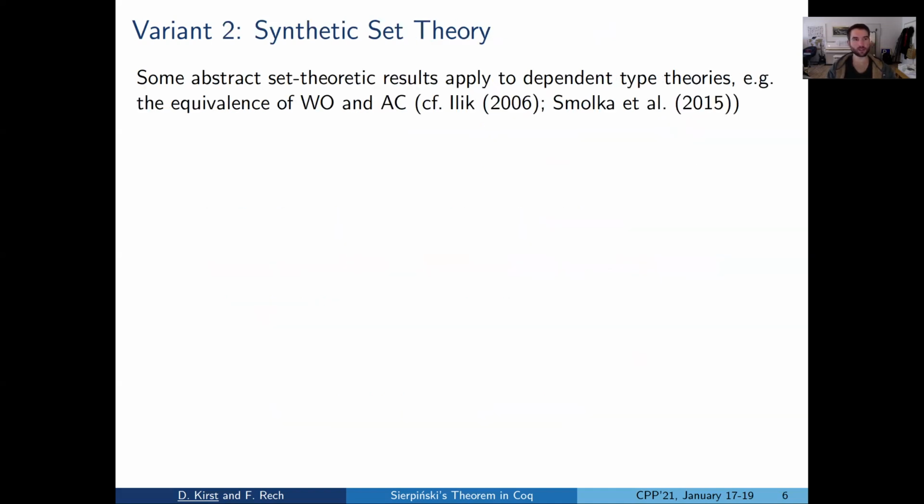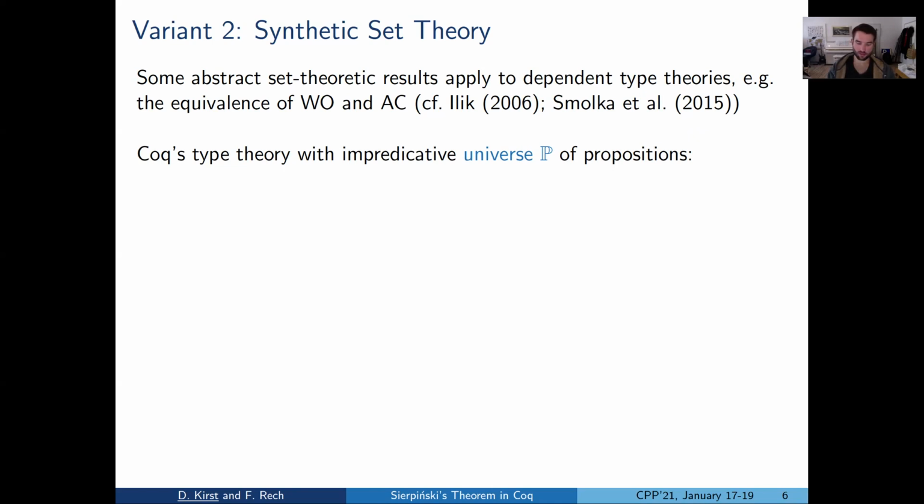So let's look at the second strategy. This strategy was based on the general fact that many set-theoretic results can actually be rephrased in type theory. This has, for instance, been done for the equivalence of the well-ordering theorem and the axiom of choice. In our setting, using Coq's type theory is a really good match, because in Coq we also have this impredicative universe of propositions, which makes the type theory even a bit closer to set theory.